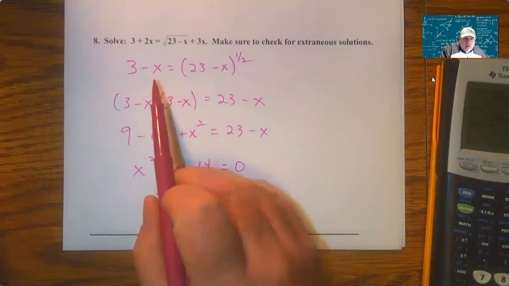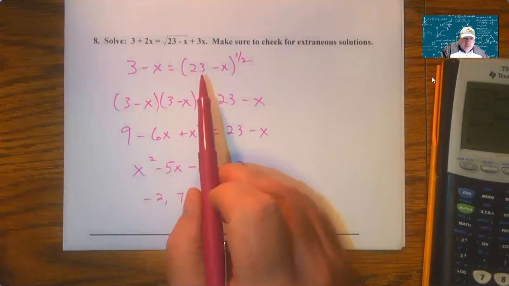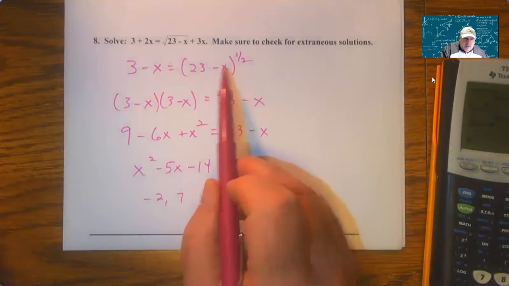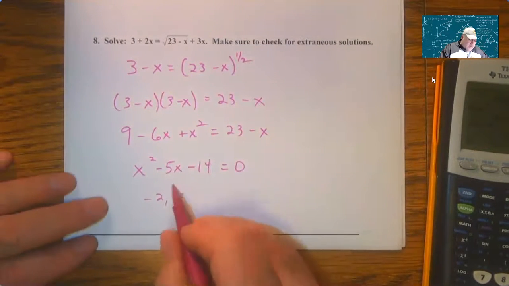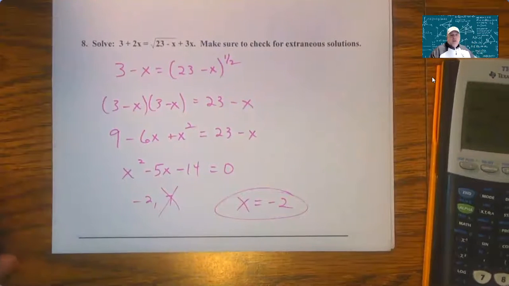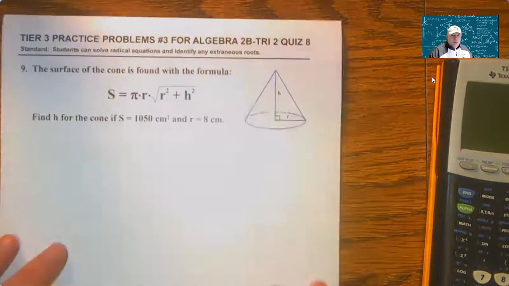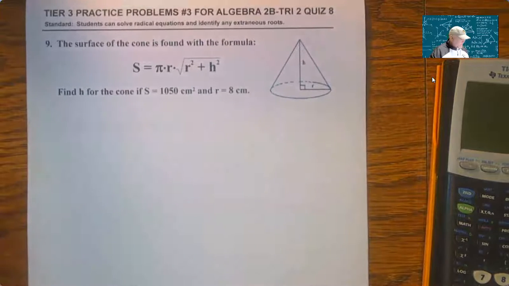So we can see it right up here in this step. So 3 minus 7 is -4, but this is 16, and the square root of 16 is +4. So 7 does not work, and -2 is your solution. Okay, so make sure you understand that it's not necessarily negative numbers that are extraneous. Any answer can be extraneous.